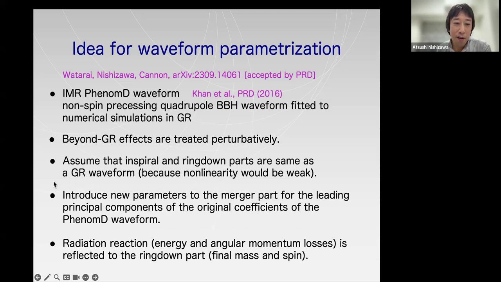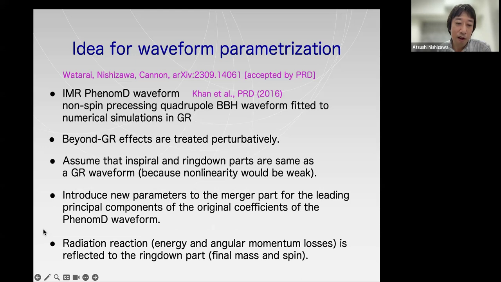And then we introduce a new parameter to the merger part, as a leading principal component of the original coefficients of the phenomenon D waveform. As I mentioned, the phenomenon D waveform has many artificial parameters, so we try to diagonalize them and pick up a few important parameters.